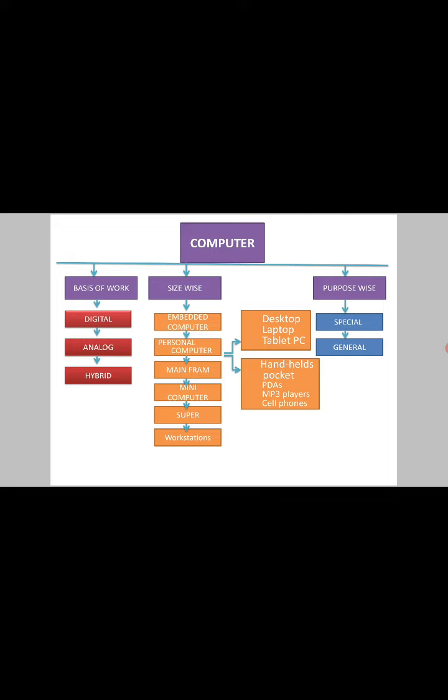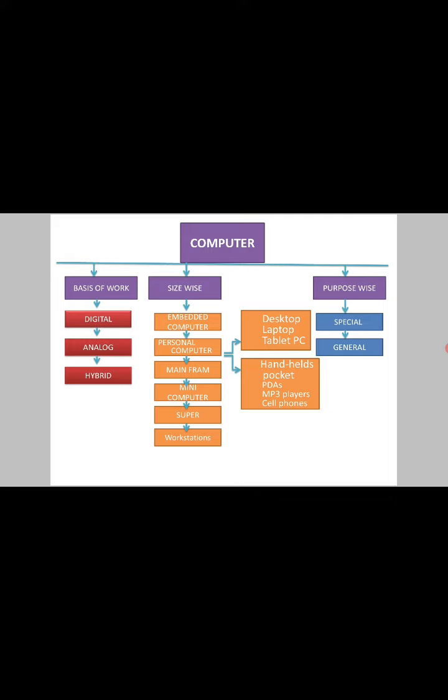And the last category of computers is based on their special use. So computers are again classified based on their use: general purpose computers and special purpose computers. So these are the three different categories of computers. First one is based on their type: digital computers, second is analog computers, third is hybrid computers.